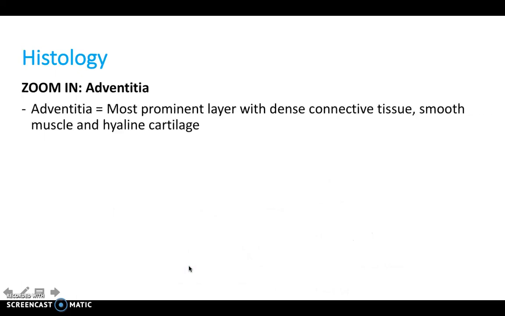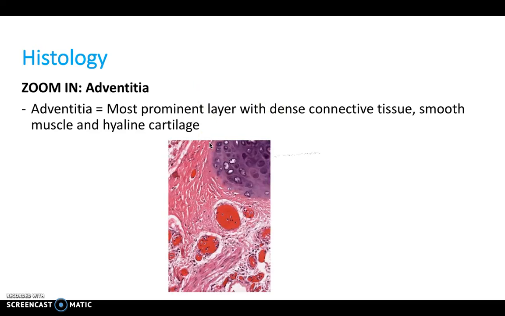If we have a look at the adventitia, that outermost layer is the most prominent layer, and it's got dense connective tissue, smooth muscle, and hyaline cartilage. So here we can see the cartilage. As we've said, this is a blood vessel. It's stark red. It's screaming at you that it's a blood vessel. And then as you go down here, you've got muscle fibre.